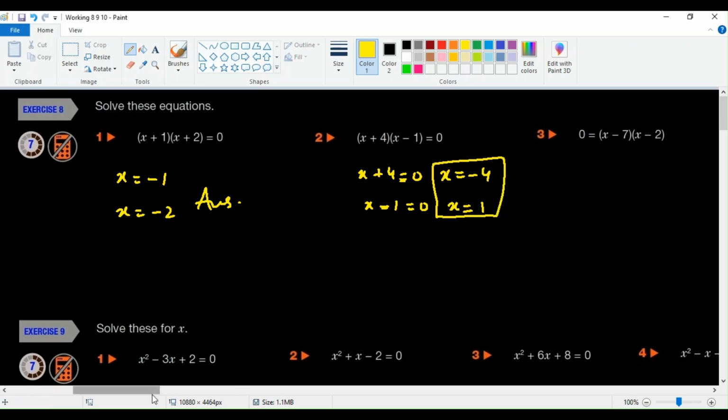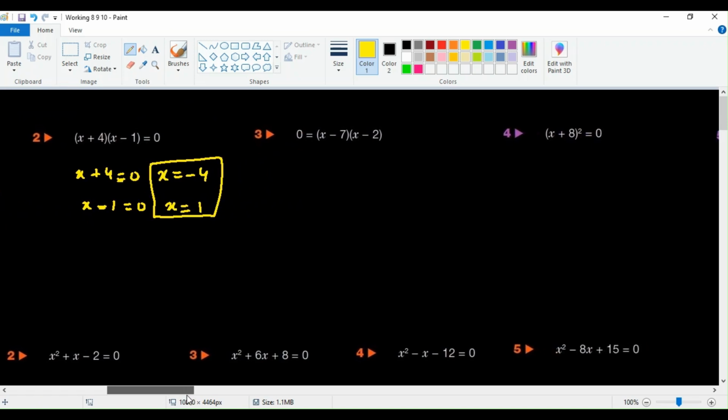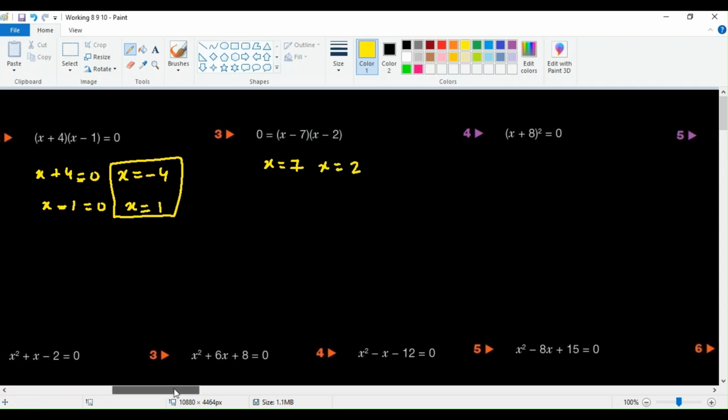Moving on to question number 3. This time 0 is on the right hand side. We can make it the left hand side or the right hand side, it doesn't matter, so the values are going to be the same. x equals plus 7 and x equals plus 2. This is going to be the answer for this type of question.